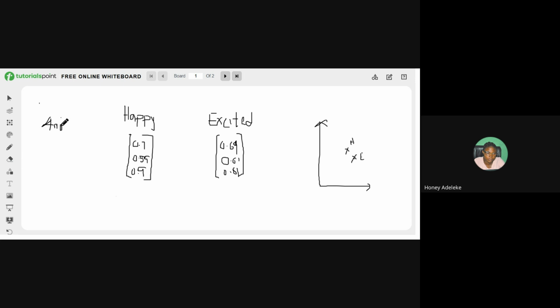Angry. So angry also would have its own numerical representations, and it will be far from happy and excited. In fact, probably at the other end, because it is a negative word.